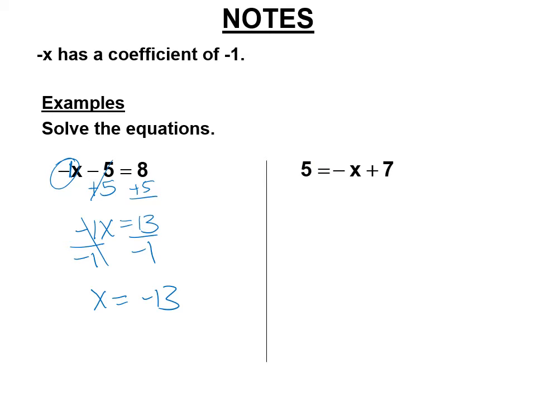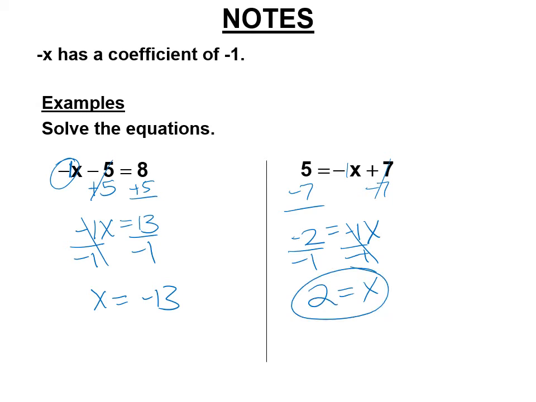Same thing here. If you want to write it in right off the bat, you can. Subtract 7 from both sides. 5 minus 7 is negative 2, right? Same as 5 plus negative 7 equals negative 1x. Divide both sides by negative 1. Negative 2 divided by negative 1, positive 2 is the only number that makes this true. Now let me go over this. 5 equals negative blank plus 7. Right? The only number that can go in there is positive 2.